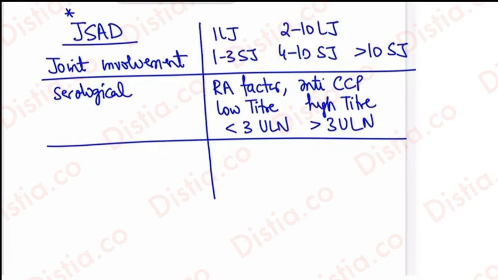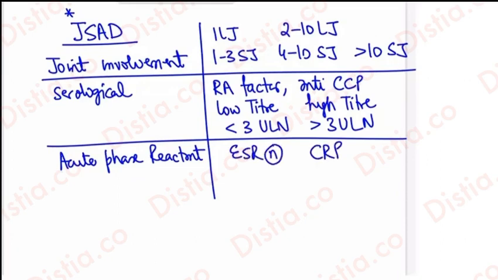Then we will also take up, in this case, acute phase reactants. There are two of them. One is going to be ESR and the second is going to be C-reactive protein. ESR can be normal. That's a very important statement that I'm saying, guys. ESR can be normal, CRP can be normal either in osteoarthritis or in rheumatoid arthritis.